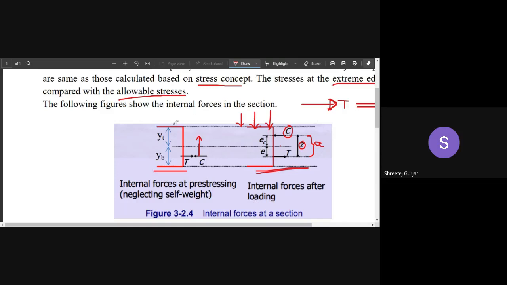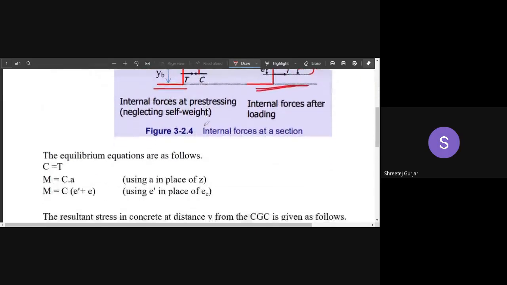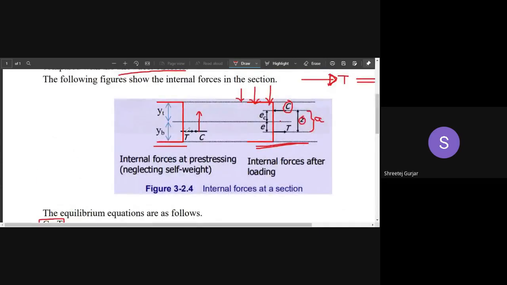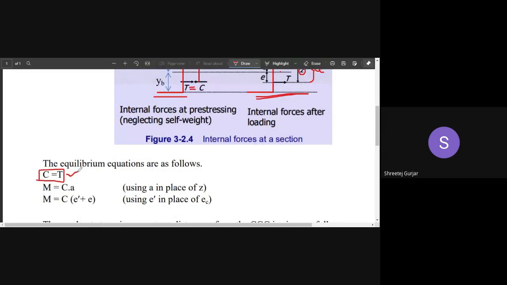So I hope this figure is clear. So this is your force concept. And now we will look into how we arrive at our formula. So in the equilibrium equation, as follows, your C is equal to T. So whatever tensile force that we apply, the resultant force that is generated in concrete is equal to T. C and T are equal to each other. The magnitude of these are the same, but the direction may vary. So C is equal to T is the main first thing that you need to remember.